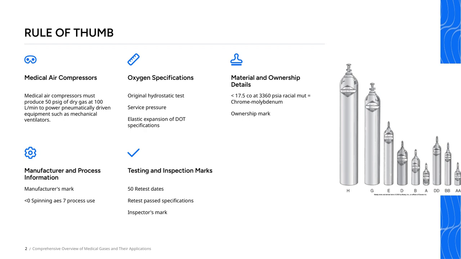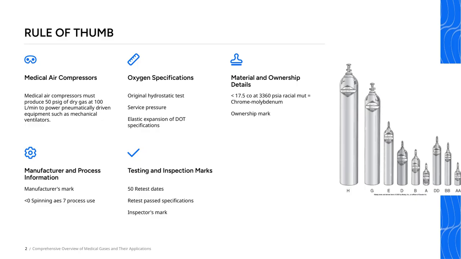The manufacturer's mark provides traceability back to the producer, and sometimes you'll see specific process marks, like the 0 spinning IS 7 process use, indicating particular manufacturing techniques. Ownership marks are also crucial. They tell us who owns each cylinder and help track material and ownership details.